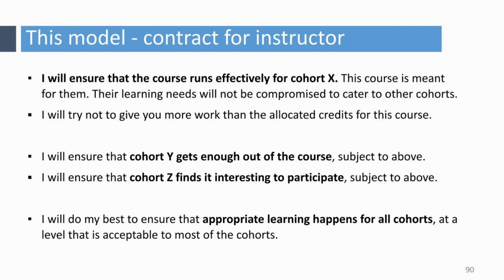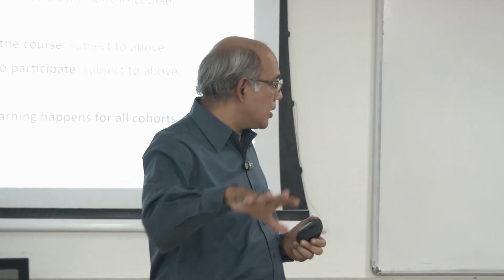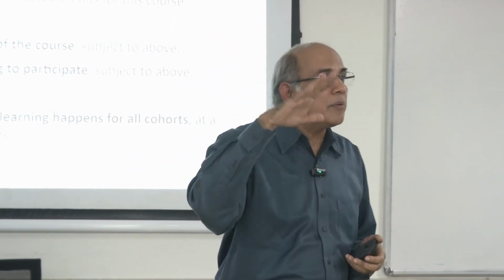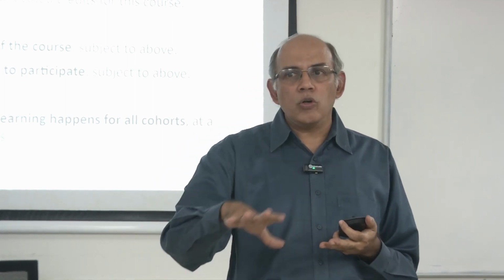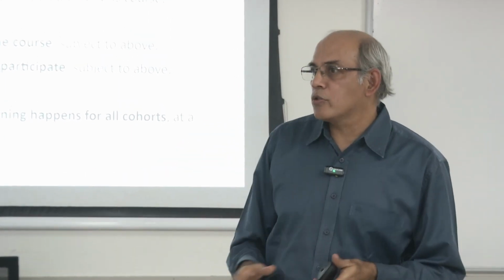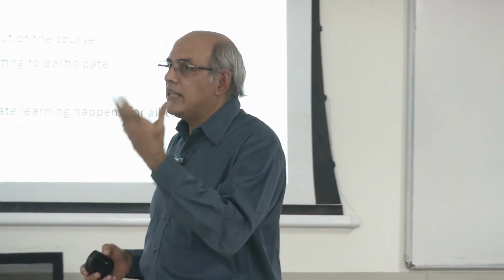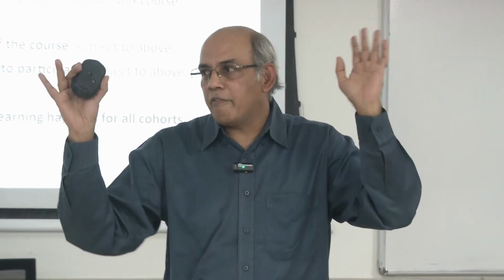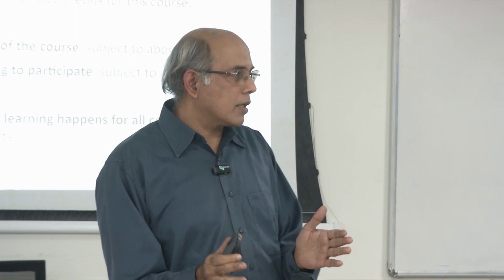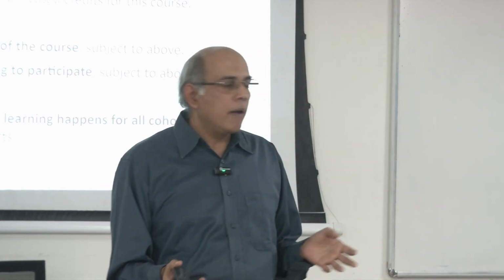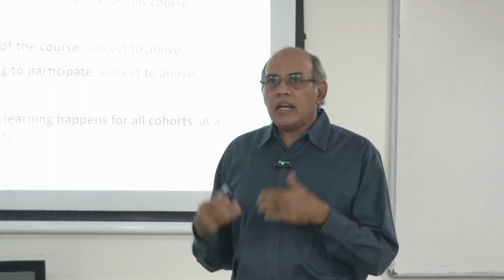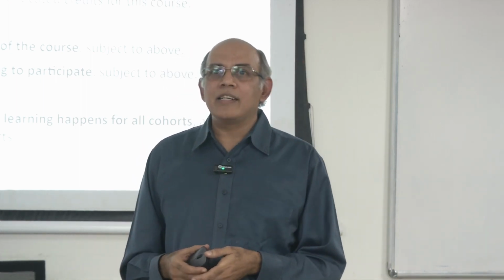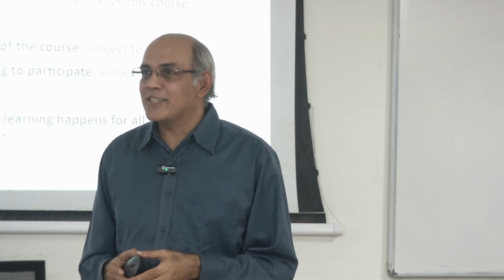Early on, we came up with this idea of contracts, and this was the contract for the instructor. Cohort X was the main one, the ones taking it for credit. They were the main audience, and the goal was that at no time would their learning be compromised. If at any time we felt that they were getting overwhelmed or were not following, the idea was that we would drive everybody out of the class and go back to a standard class. Luckily for us, we didn't have to do that. So their learning was not compromised, and I also said I will try not to give you more work than the allocated credits for the course.